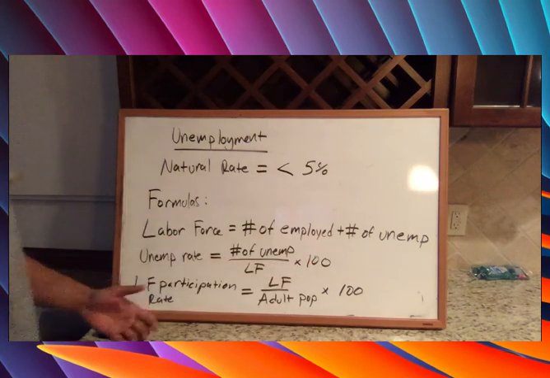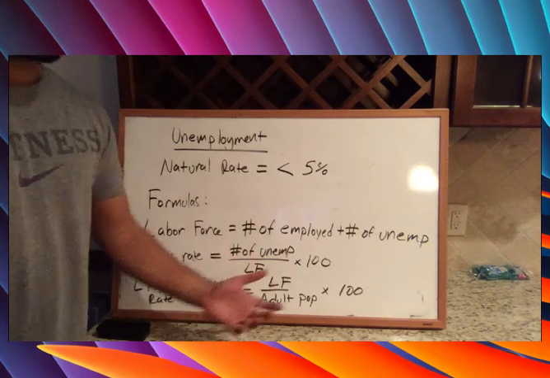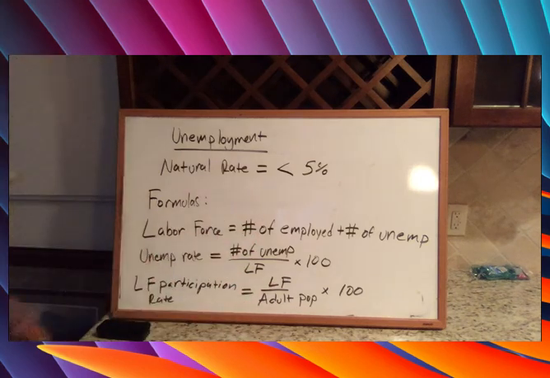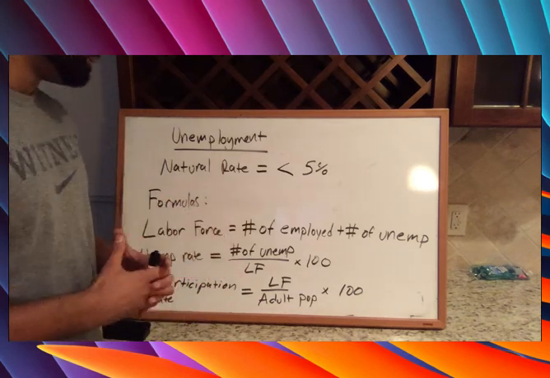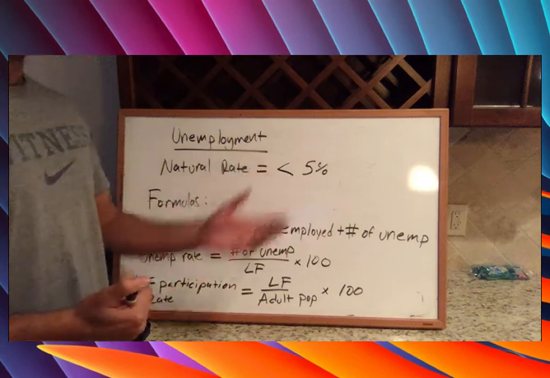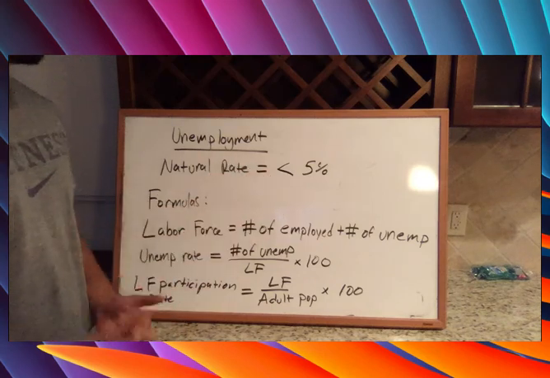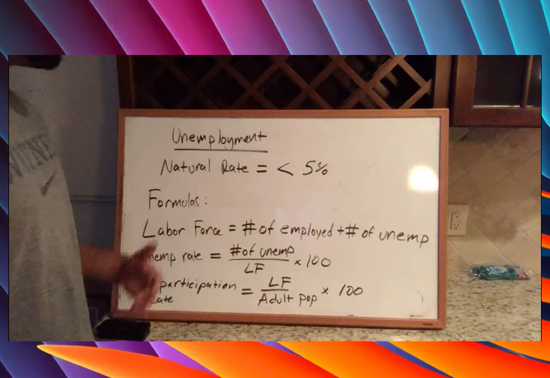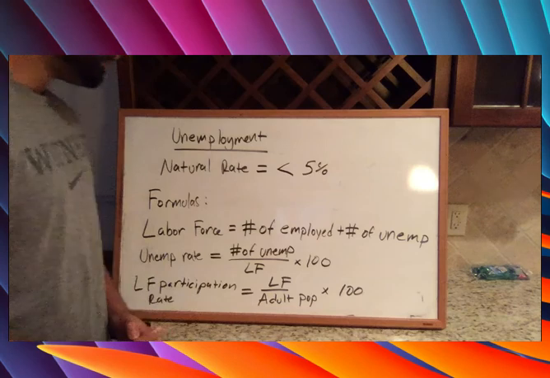This is going to tell us the percentage of our labor force, the people that are actually willing and able to work and are searching for work, that this rate consists of. So if our rate is less than 5%, we know that 5% of our labor force is unemployed, or they're looking for work. Again, we want to know how many people are willing and able to work and still searching.